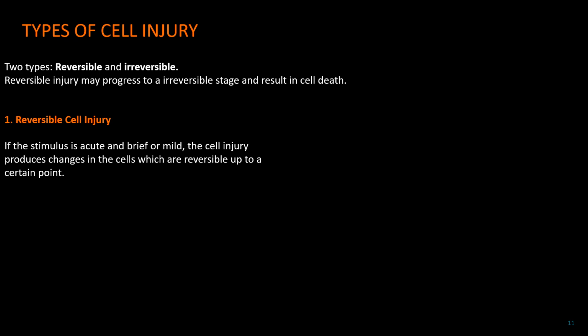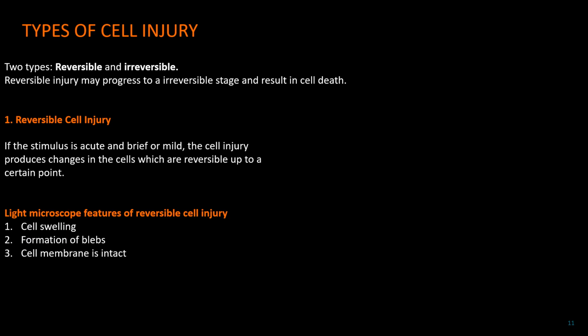Reversible cell injury is a type of cell injury that happens if the stimulus is acute, brief, or mild. The cell injury produces changes in the cells which are reversible up to a certain point. There are features that you see in a cell undergoing a reversible injury. What are those features? Cell swelling is one of them. Formation of blebs. Blebs are elevations that you see on the surface of the cell membrane when the cell undergoes a reversible cell injury. The cell membrane is intact.